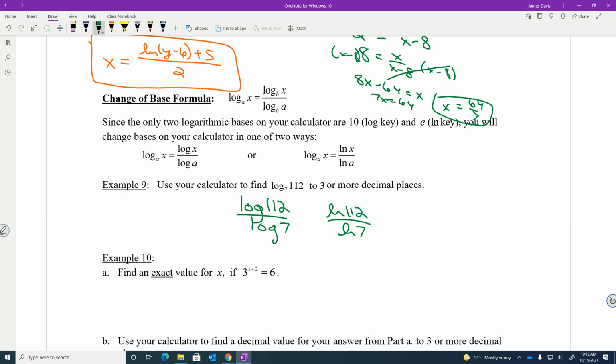Either way you do it, if you try it on your calculator, log 112 divided by log 7, 2.424. And you can do the same thing, natural log 112 divided by natural log 7. We got 2.424.